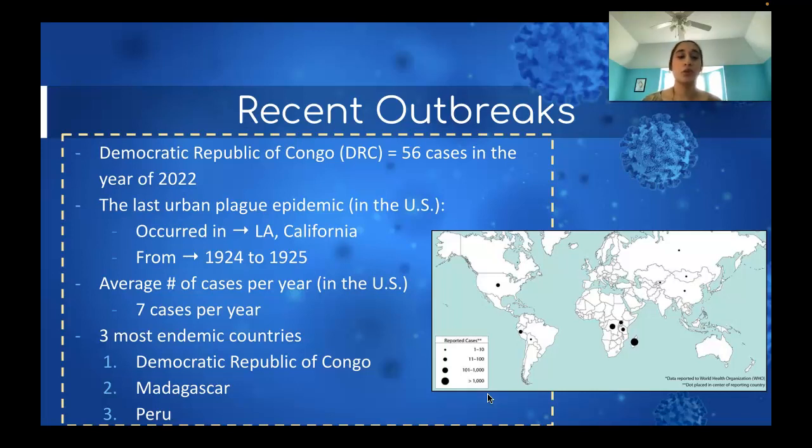And just a little bit more history background for the US. The last urban plague epidemic within the United States occurred in Los Angeles, California, and it lasted only a year, and the number of average cases per year in the US is estimated to be around 7 cases per year. The most endemic countries today are Democratic Republic of Congo, Madagascar, and Peru.